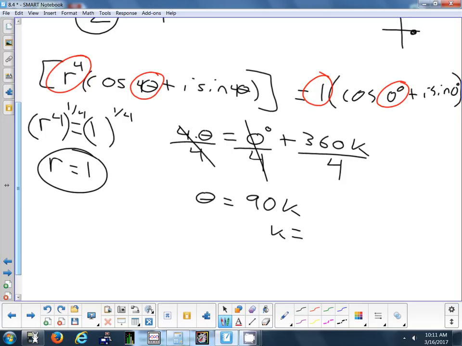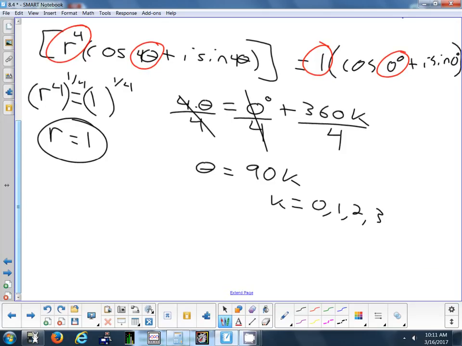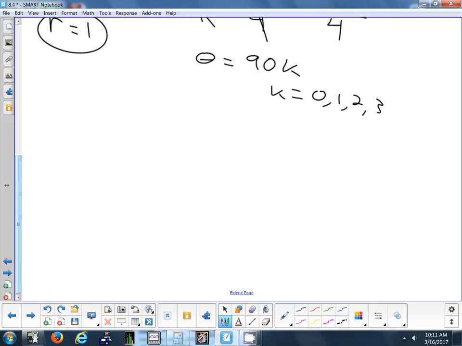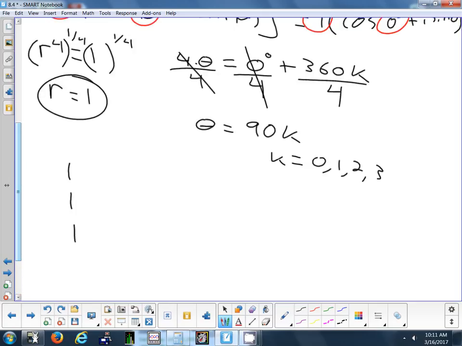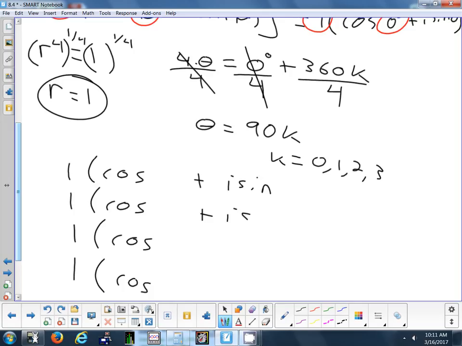And now I'm finding a 4th root. So how many answers are there to this problem? 4. So what are the 4 values for k? 0, 1, 2, 3. I'm just going to plug in each number one at a time, and those are my answers. Okay, and I'm going to write them all in trig form. So I have 4 answers. The radius in each answer is 1. Leave room for my angle, and leave room for my angle again.